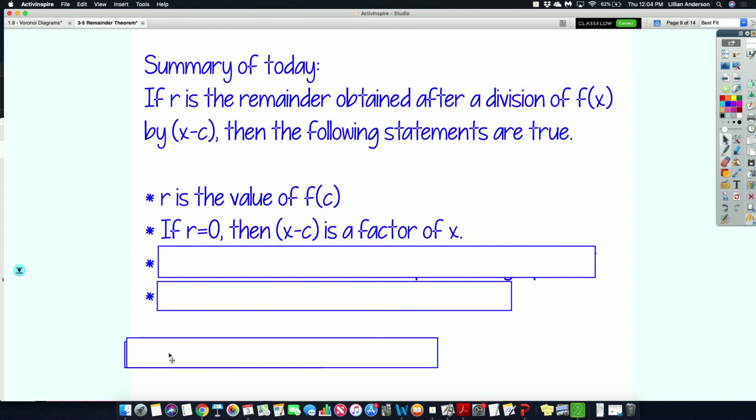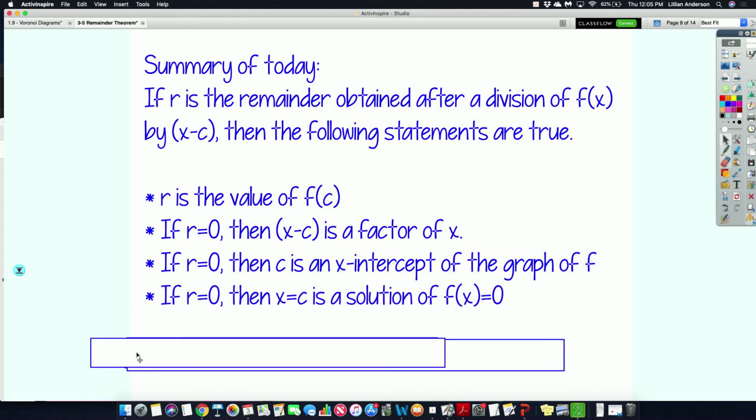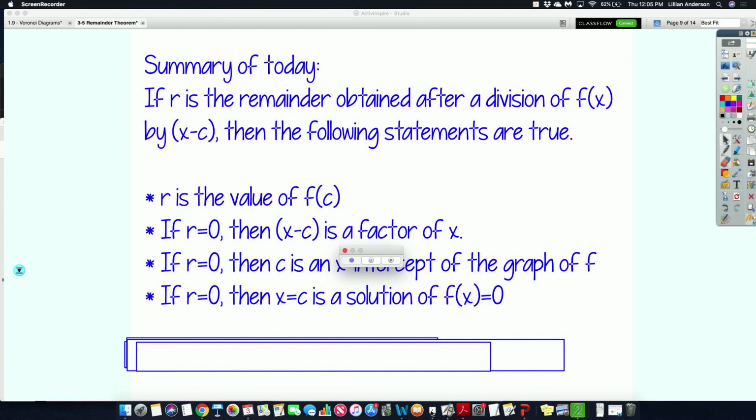If R equals 0, then x minus c is a factor. Remember, the remainder is 0. That means that what we were asked to divide by is indeed a factor, which means that c value is indeed a 0. Which is what the third point is. If R equals 0, then c is an x-intercept of the graph. It's a 0. It's a root. It's a solution. And if R equals 0, then we know that x equals c is a solution when you set the polynomial function equal to 0. Okay, that's what the remainder theorem basically gives you. By plugging in that c value, finding the remainder, you can determine all these different things about a particular polynomial function.